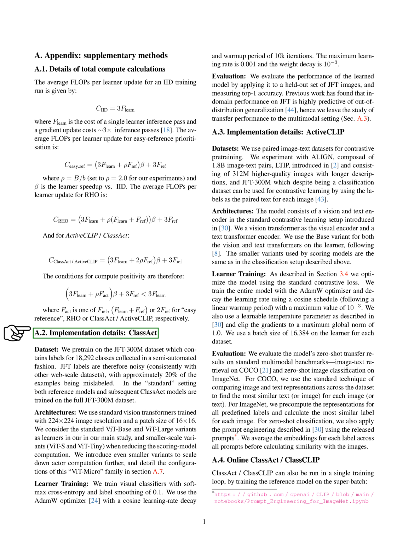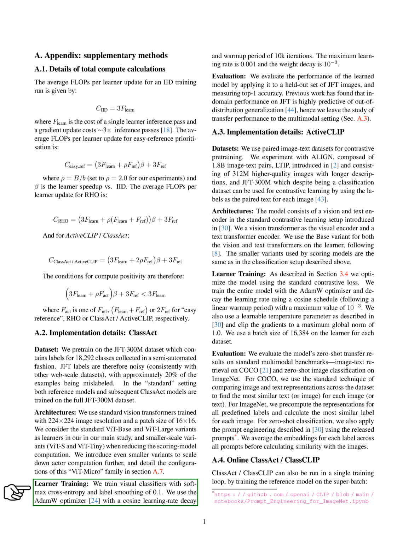Now, let's talk about the implementation details for ClassAct. We pre-trained on the JFT-300M dataset, which contains labels for over 18,000 classes collected semi-automatically. About 20% of the examples in this dataset are mislabeled. We used standard vision transformers trained with 224 by 224 image resolution and a patch size of 16 by 16.